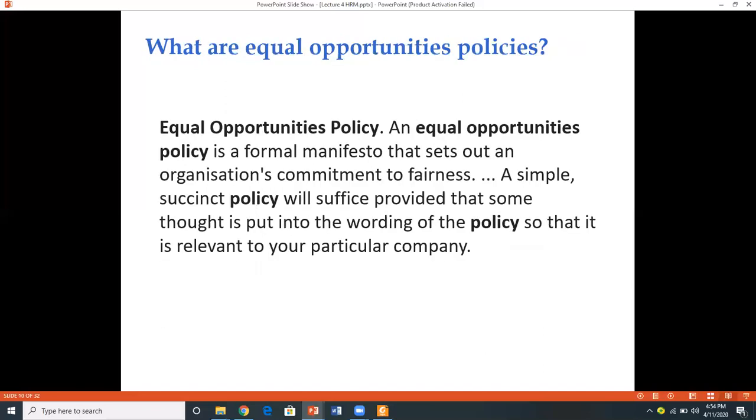And what about equal opportunity policies? An equal opportunity policy is a formal manifesto that sets out an organization's commitment to fairness. A simple, succinct policy will suffice, provided that some thought is put into the wording of the policy so that it is relevant to your particular company.